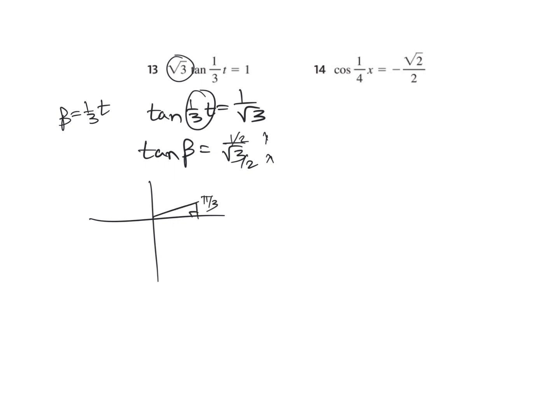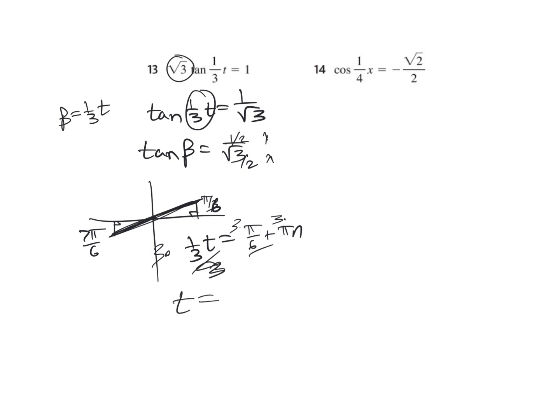So you have pi over 6, and you also have 7 pi over 6 over here. So our answer should be 1/3 t equals pi over 6 plus pi n. Remember, tangent and cotangent are 180 degrees apart, so you just need to add pi. And that gets you your 7 pi over 6. So I don't need to write the 7 pi over 6 on here. But the issue is I need to multiply by 3. Everything gets multiplied by 3. So now t equals pi over 2 plus 3 pi n.